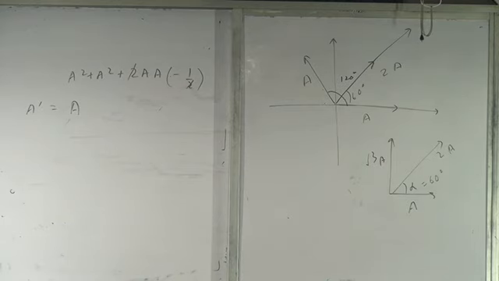Find the displacement of the particle at t is equal to 0.0125 second and t is equal to 0.025 second.